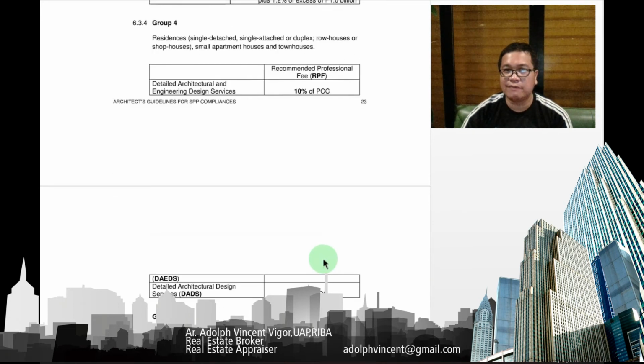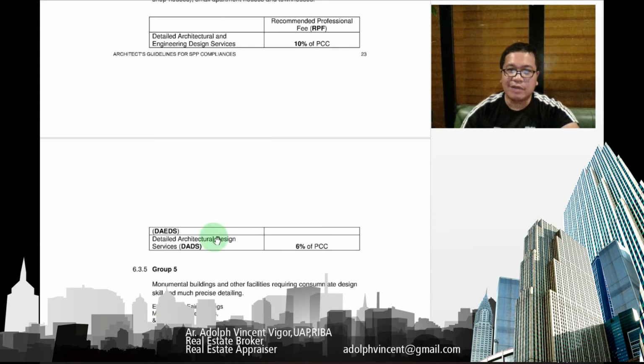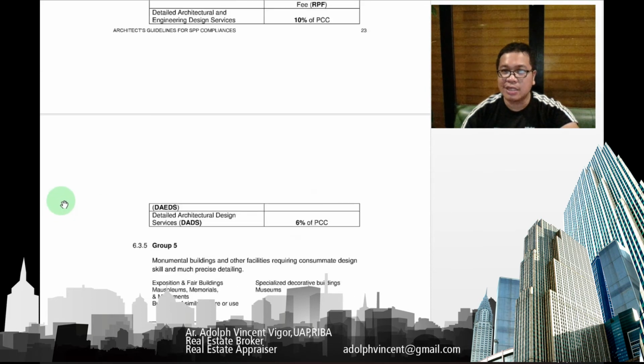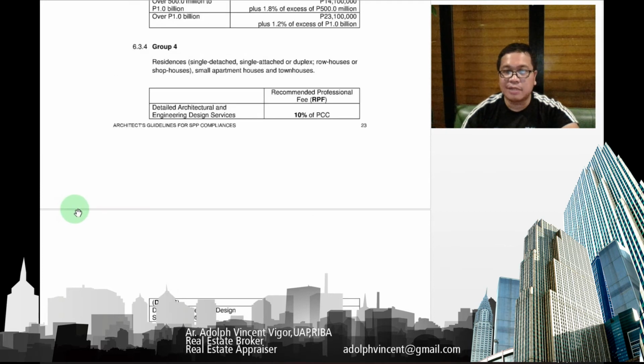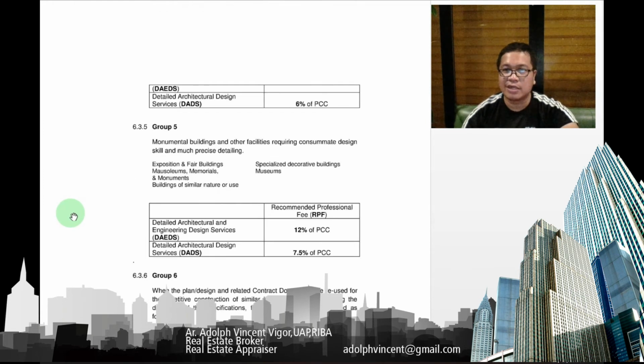Then the favorite of most architects, especially those of us who do not become architects or the really famous ones. So it's the detailed architectural engineering design service for Group 4 or the residential buildings, which is 10% of the project construction cost. Likewise, its detailed architectural design service is around 6% of the PCC, which I think is just fair. I think real estate brokers also have 5% for their transactions.